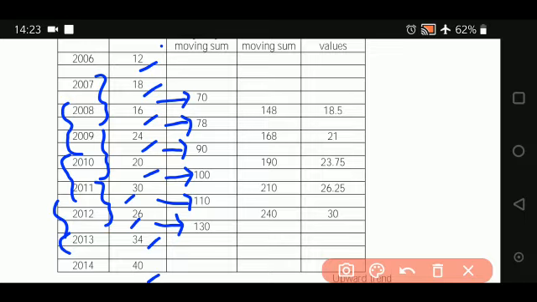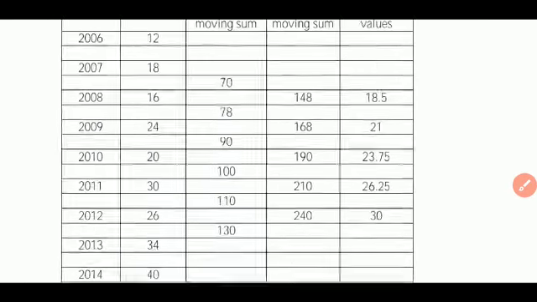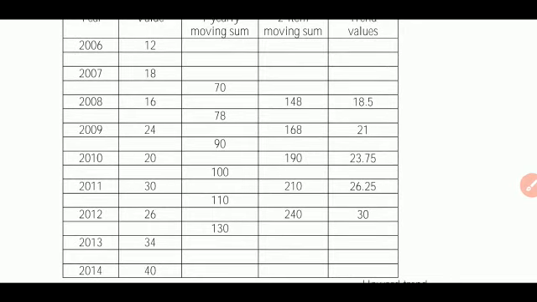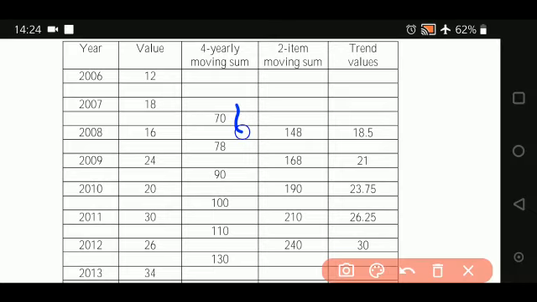So in this particular column, what did you do? You only made the totals of 4 yearly. You have not divided by 4. The next step is you have to do it. You are going to add 70 and 78, that is 148. This you divide by 8 and then you get the trend value 18.5. Next you will be adding 78 and 90, you are getting 168. When you divide it by 8, you get 21.